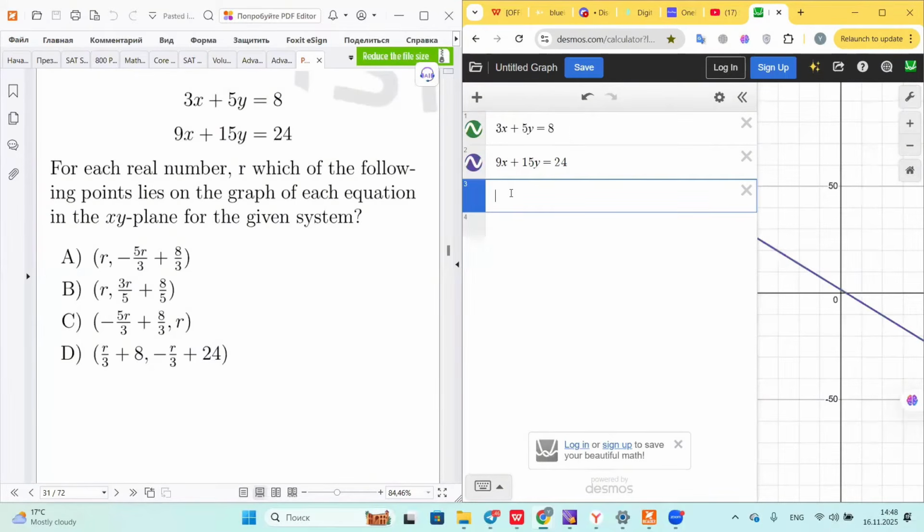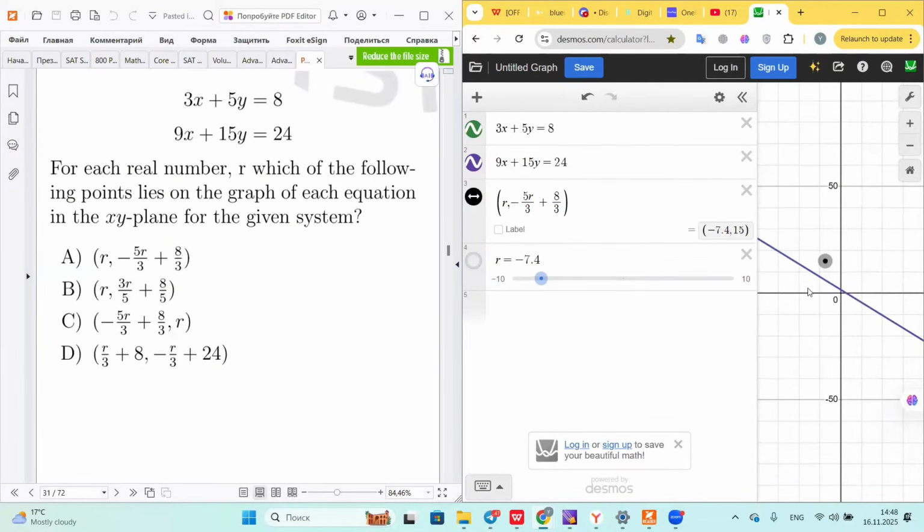So the question asks for each real number R, which can be any real number, the point always lies on this graph. Okay, you can use this kind of symbol here, R, minus 5R divided by 3 plus 8 divided by 3. Using this add slider, you can change the values of R, but as you see, if you change the value of R, for each real number it does not lie on this line. But the question asks that it should lie. That's why option A is out.